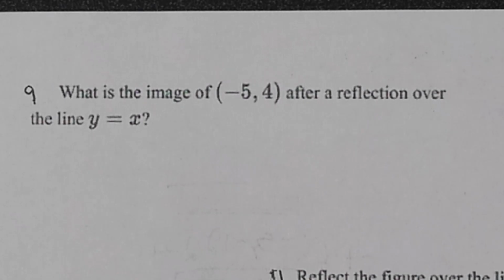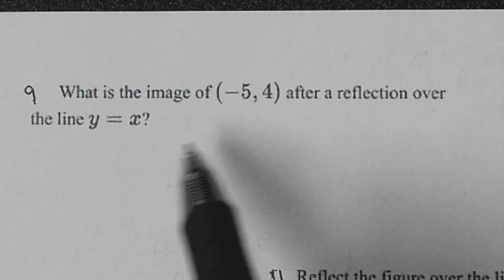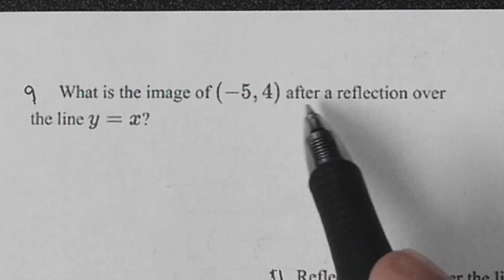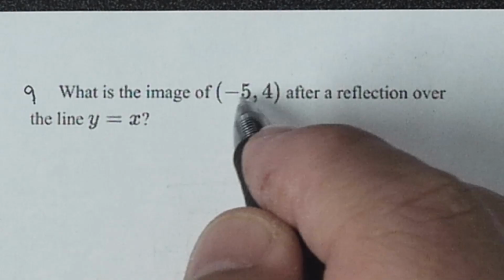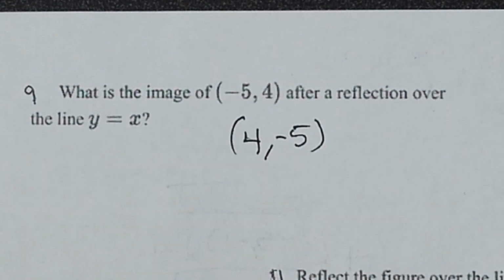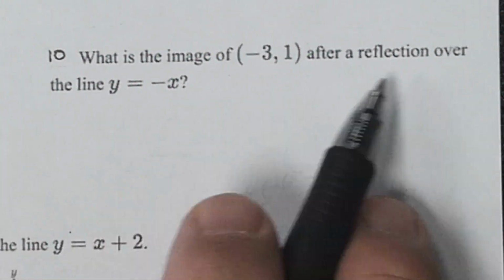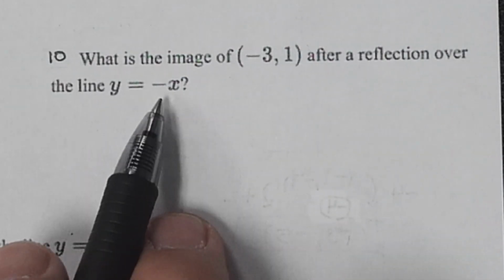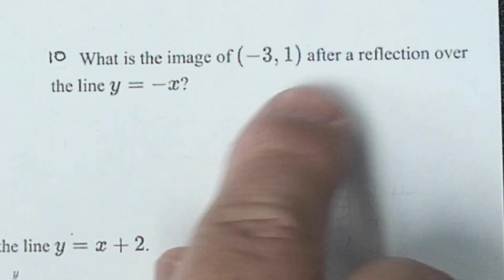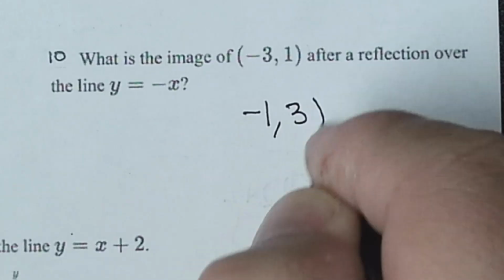Number 9. What is the image of (-5, 4) after reflection over y equals x? Remember, y equals x means just flip-flop these numbers. So that's (4, -5). Number 10. It's (-3, 1). The reflection over y equals negative x. So switch them around, but also do the opposites of each sign. So (-1, 3).